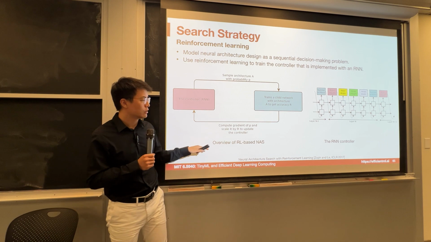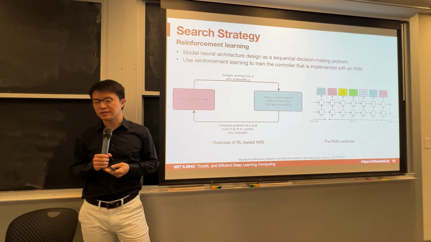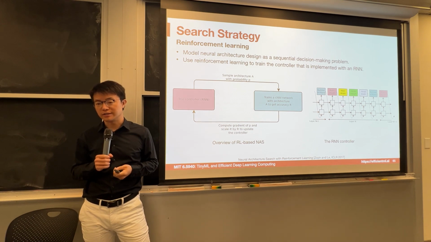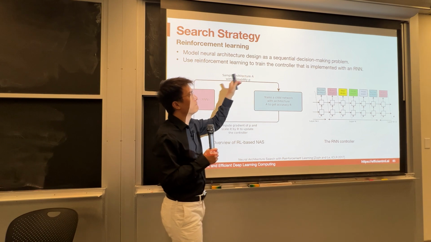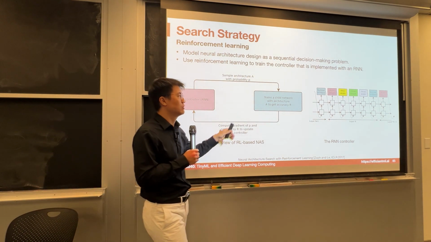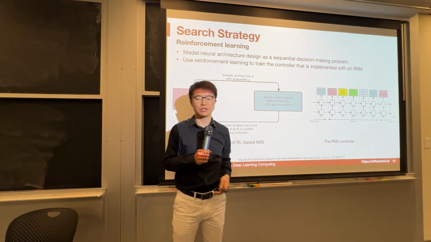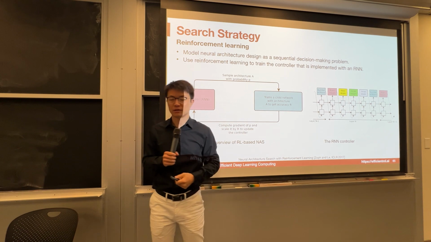So basically, we use reinforcement learning to make sequential decisions, and it trains this controller to choose the best architecture. And you can imagine this could be very slow, because in each iteration, in order to get a reward, you have to train the model to get the accuracy.